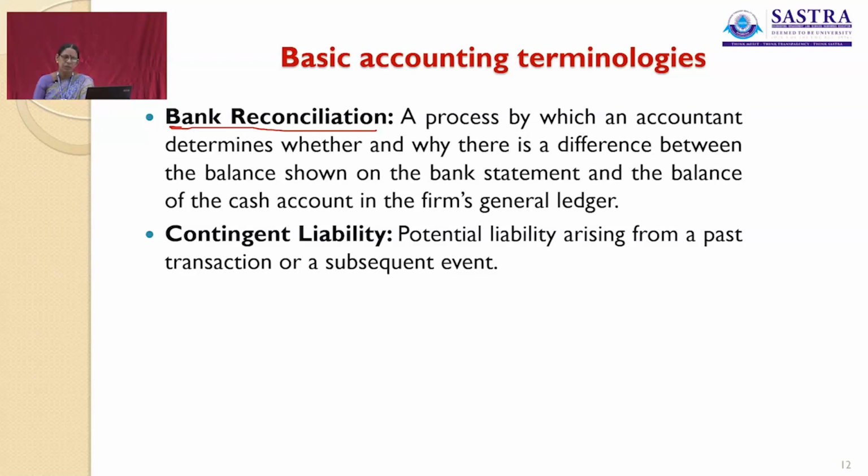So this is called bank reconciliation, a process by which an accountant determines whether and why there is a difference between the balance shown on the bank statement and the balance of the cash account in a firm's general ledger. Next is contingent liability. Contingent liability is a potential liability arising from a past transaction or a subsequent event. As we already said, it may be bills discounted likely to be dishonored, or any other liability that may happen in future.